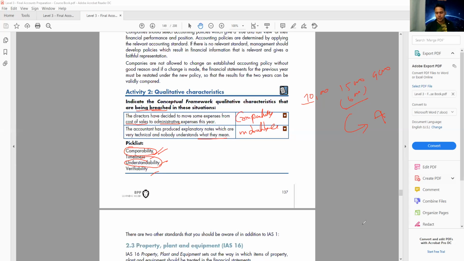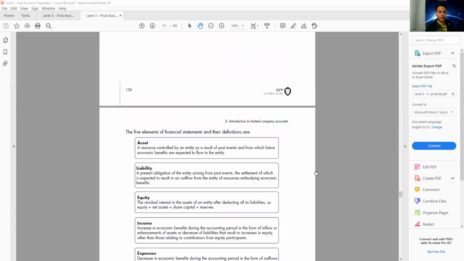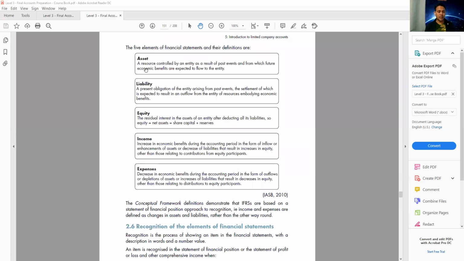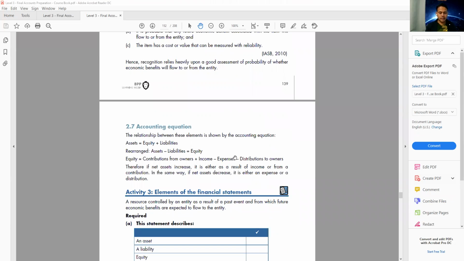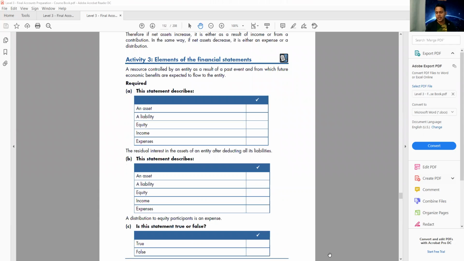All right, move on. Okay, there is a definition of what is asset, what is liability, what is equity. You can read it yourself. This is not something that's difficult. Let's do this activity quickly. Activity 3, elements of the financial statement. So what elements do we see in the financial statement?